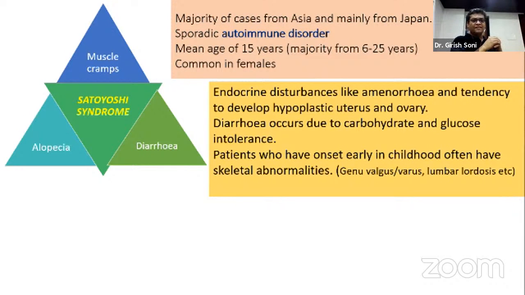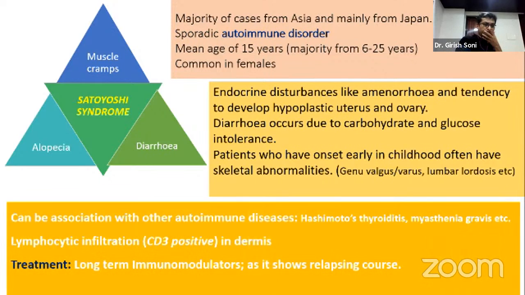Typically it occurs in young age group, common in females. They can have amenorrhea, hypoplastic uterus and ovaries. Diarrhea can occur because of carbohydrate and glucose intolerance. If the disease starts early in childhood, they can have some skeletal abnormalities. They can be associated with other autoimmune diseases like thyroid disease, myasthenia. If you do skin biopsy, it can show lymphocytic infiltration, as patients develop alopecia because of that. The treatment is steroid followed by long-term immunomodulator, as it has a remitting relapsing course, so long-term immunomodulators are needed in such situations. Sato syndrome.